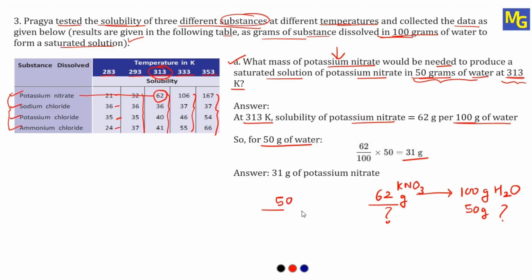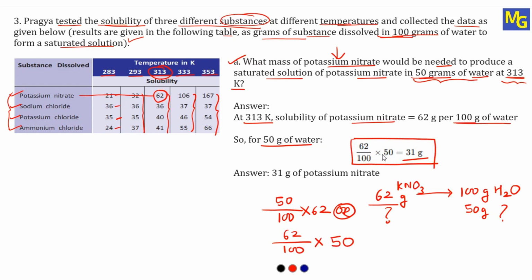50 divided by 100 into 62, or we can write 62 divided by 100 into 50. Both are the same. So see here, 62 divided by 100 into 50. If we solve this, we will get the answer 31 gram.